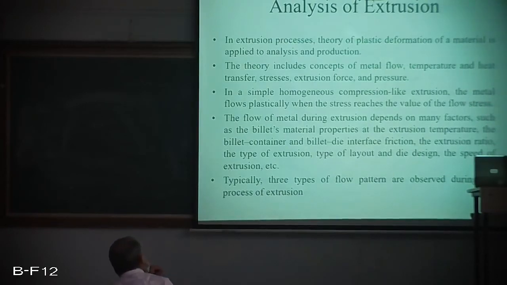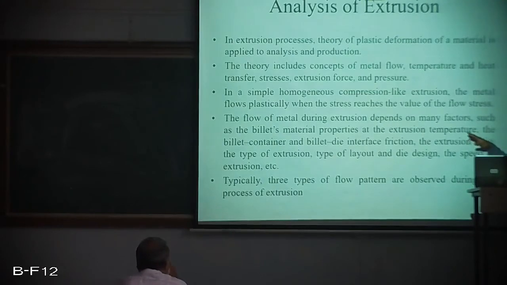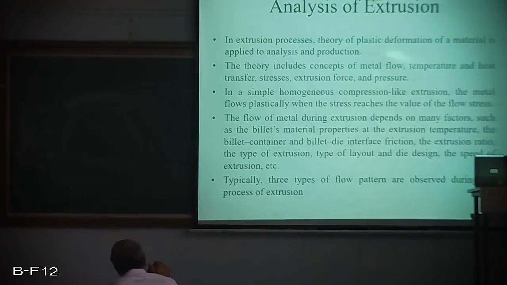The flow of metal during extrusion depends on many factors such as the billet's material properties at extrusion temperature, the billet container, the billet die interface, okay, wherever there is rubbing action, the friction between the billet, the container and the die, the extrusion ratio, the type of extrusion, the type of layout and the die design, as well as the speed of extrusion. So these are the various factors which affect the extruded product.